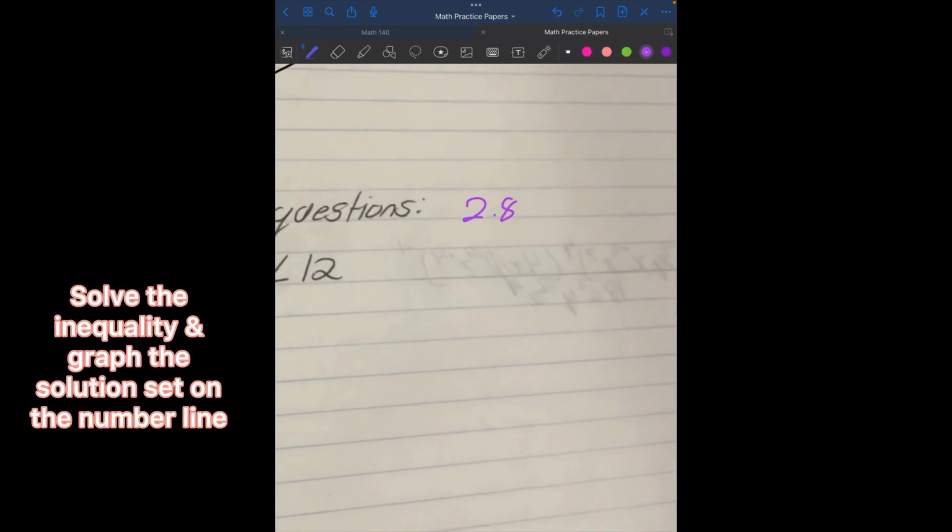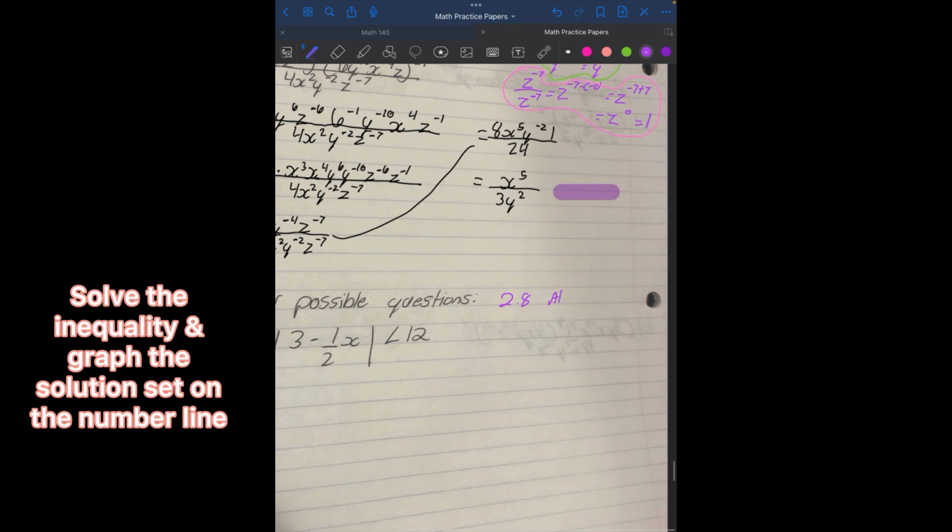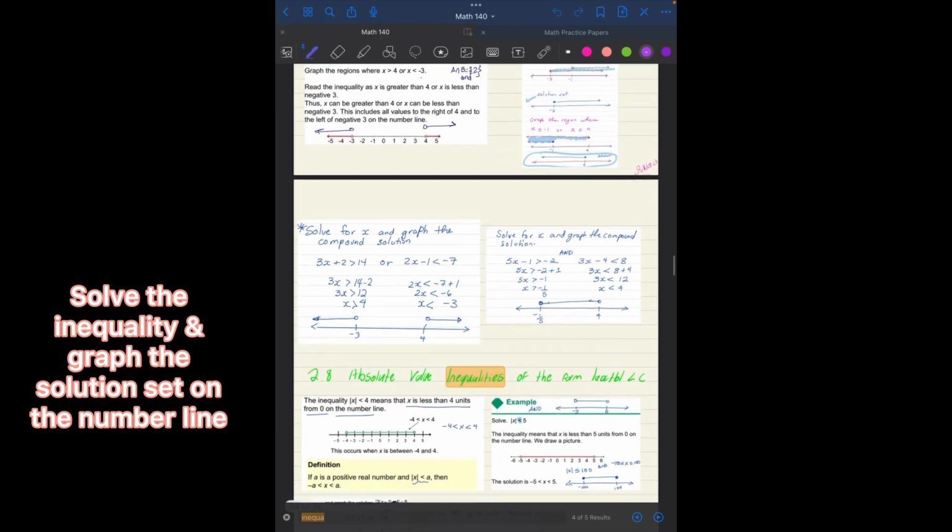Section 2.8, absolute value inequalities. I can provide my notes in the description, and if y'all want to, y'all can look for 2.8. So this.